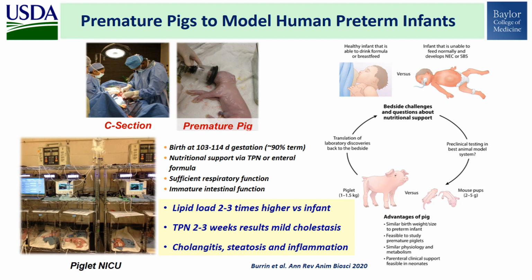So what's important to know about our pig model, and the study I'm going to talk about today, is the lipid load that we give to pigs is 2 to 3 times higher than one normally gives to a human infant. And this is because the pig has a much higher nutrient requirement for energy and protein. And in most of the studies that I'm going to talk about today, our studies that have been 2 to 3 weeks in length result in what we consider to be a mild cholestasis, but we do have in some cases evidence of injury from cholangitis, steatosis, and inflammation.